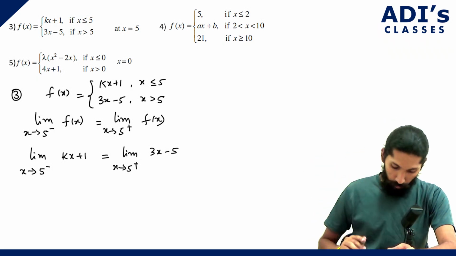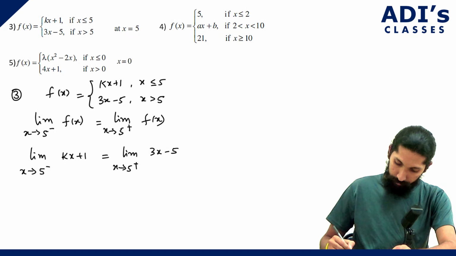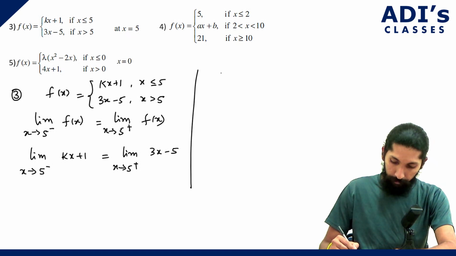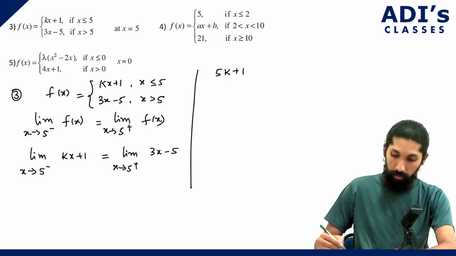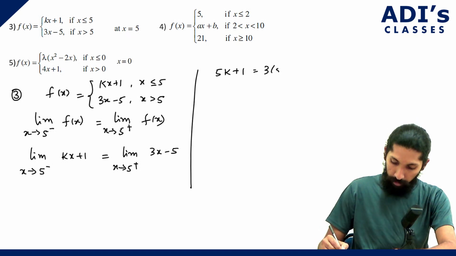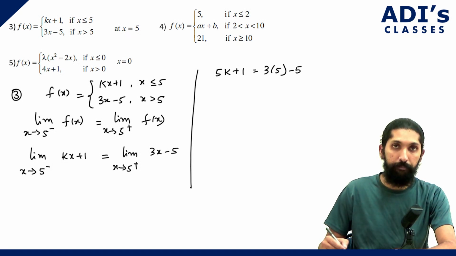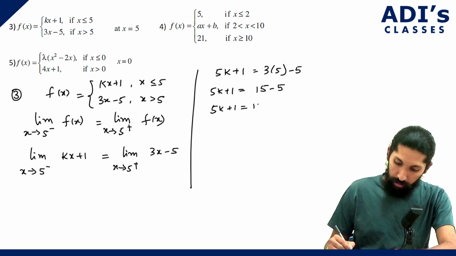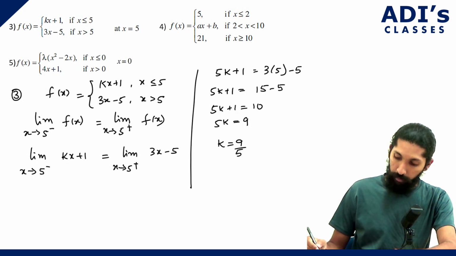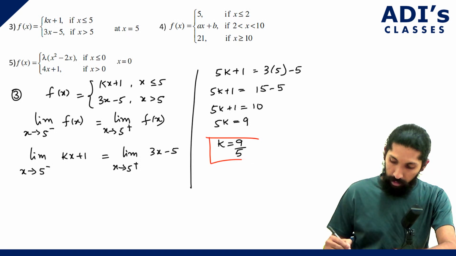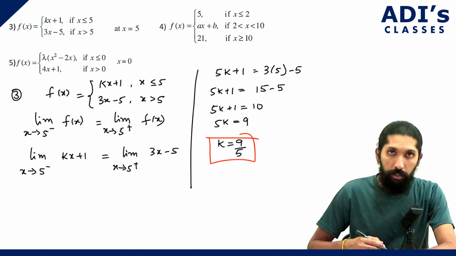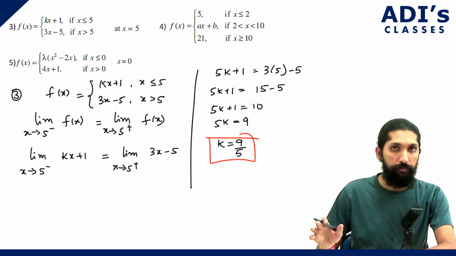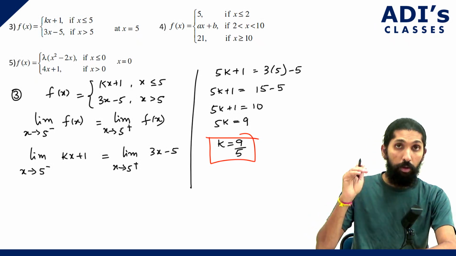So if you substitute, you will get k into 5. So 5k plus 1 is equal to 3 into 5 minus 5. Correct? So 5k plus 1 is equal to 15 minus 5. 5k plus 1 is 10. 5k is equal to 9. So k is equal to 9 by 5. So we got the value of k as 9 by 5. Very easy. Clear? Let's do the fourth one.